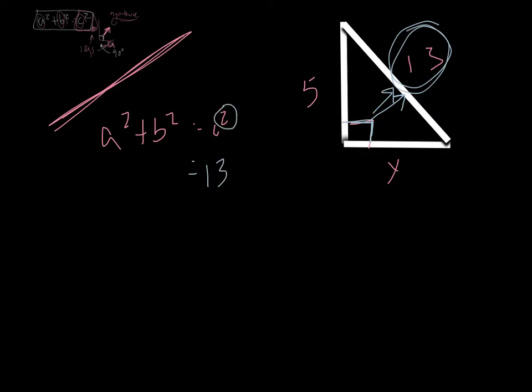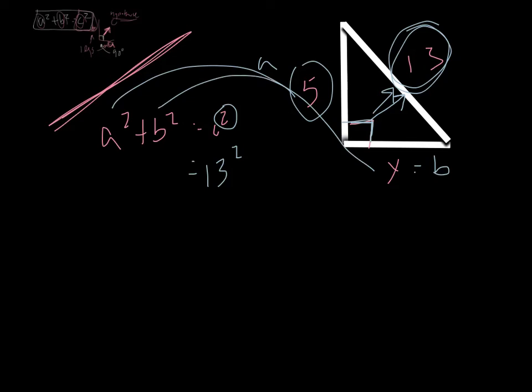13 squared. Now, your A and your B don't matter. We'll make this our A. We'll make that X our B. So we plug it in for A. Plug it in for B. So it's 5 squared. And then that's plus x squared. And then we just solve the little guy.